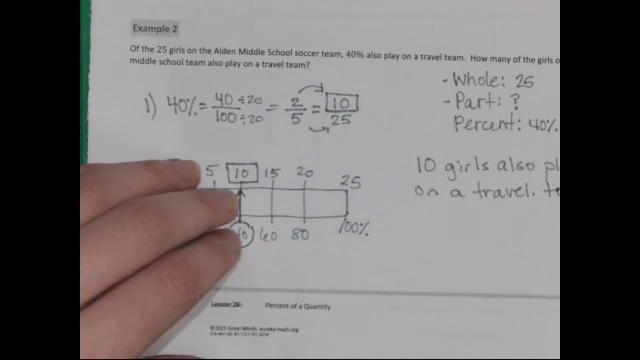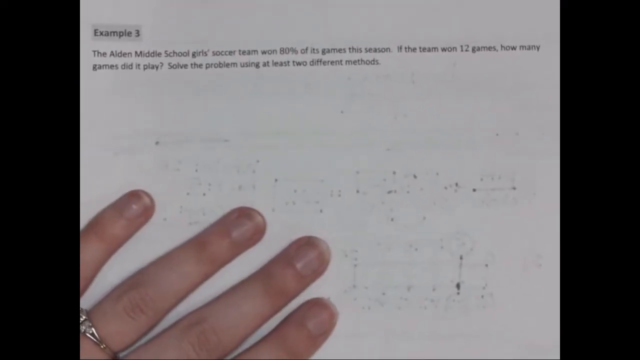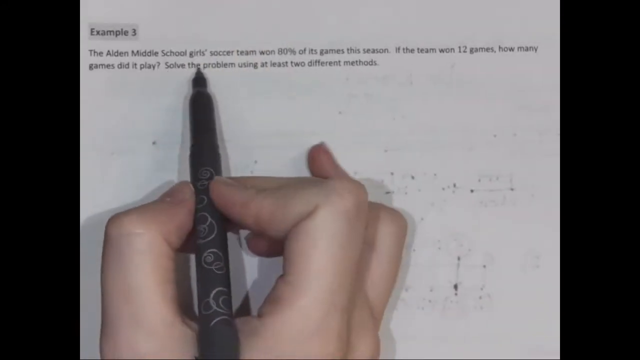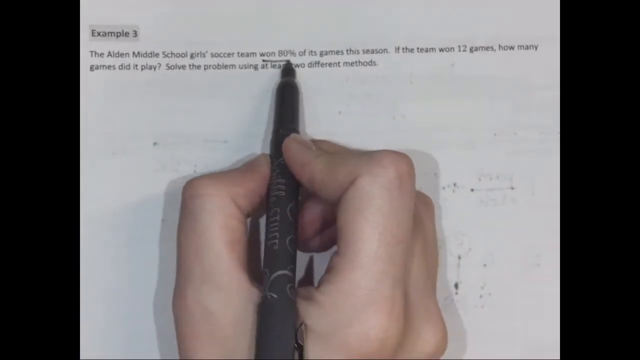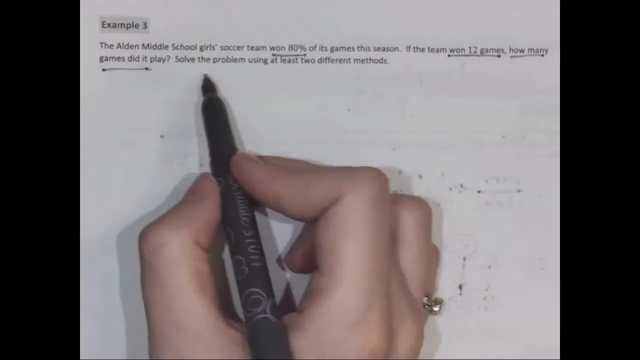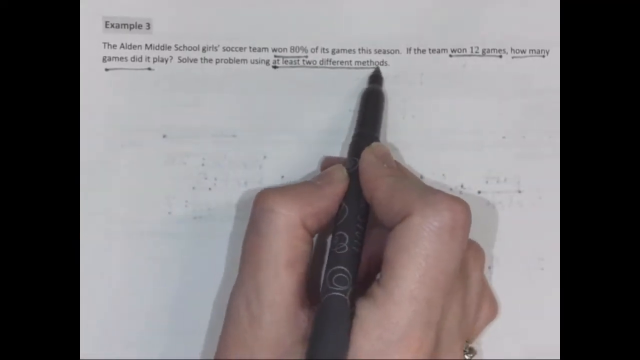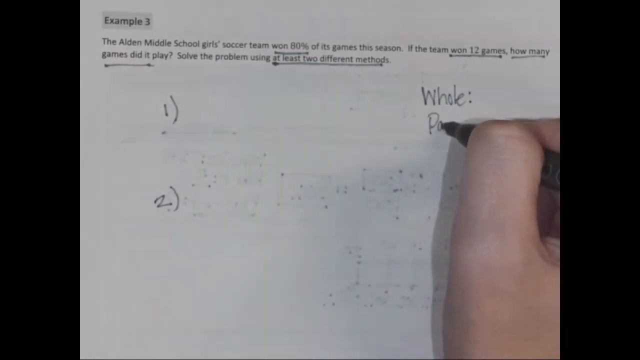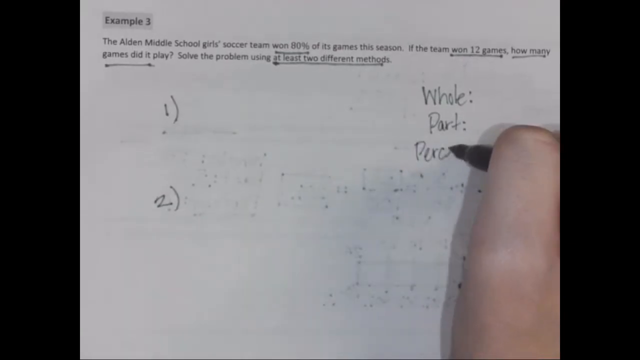Okay, turn to page 138. Example 3. Example 3 says, the Alden Middle School girls soccer team won 80% of its games this season. If the team won 12 games, how many games did it play? Solve the problem using at least 2 different methods. So again, we need 2 different methods, and we need to label the whole, the part, and the percent.